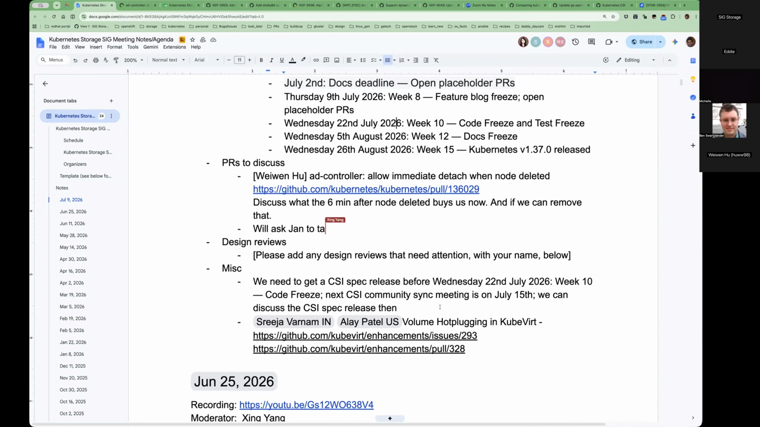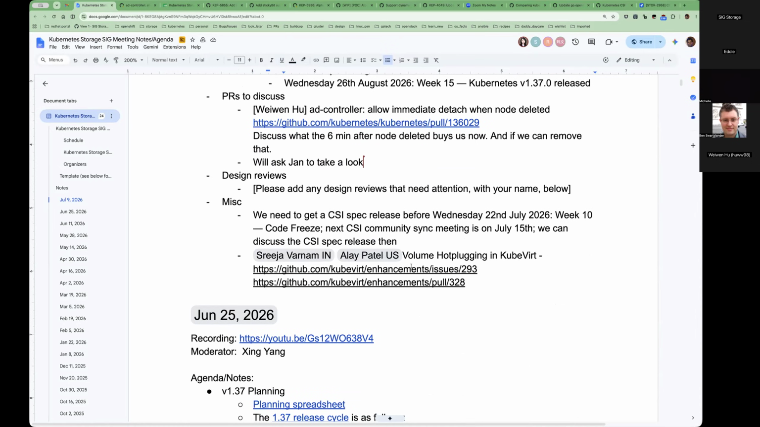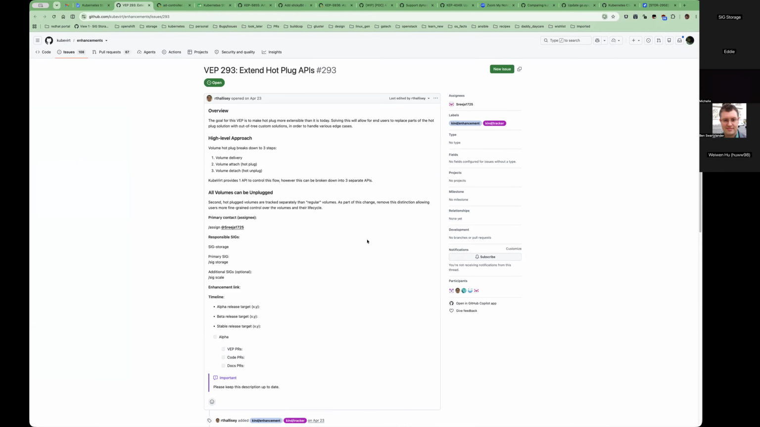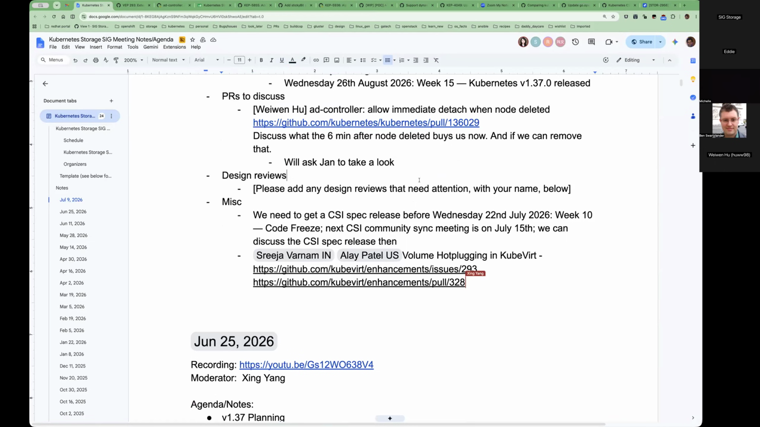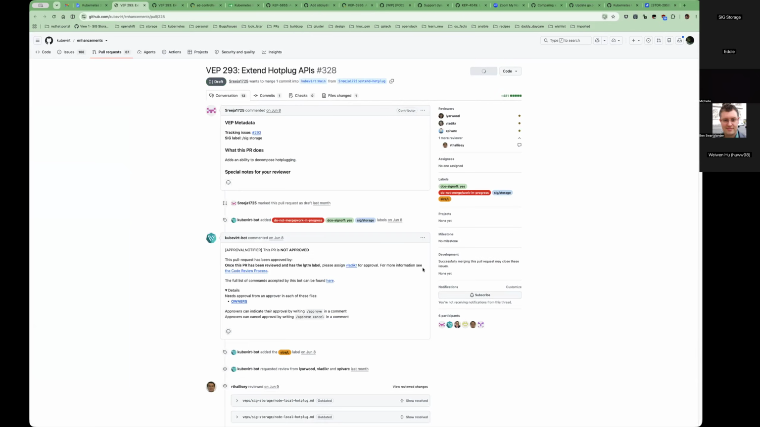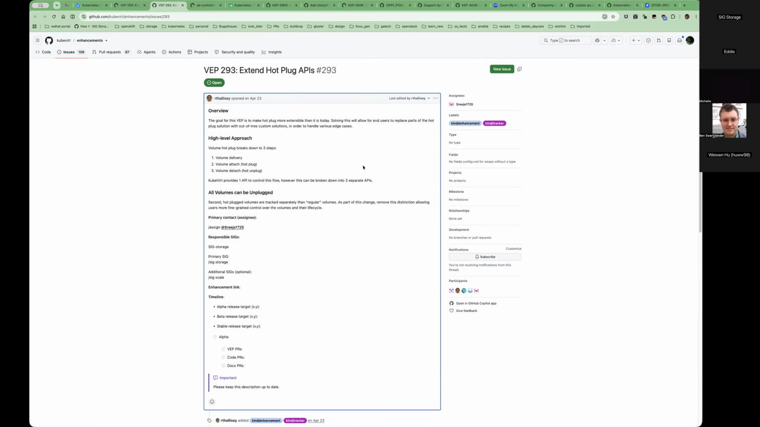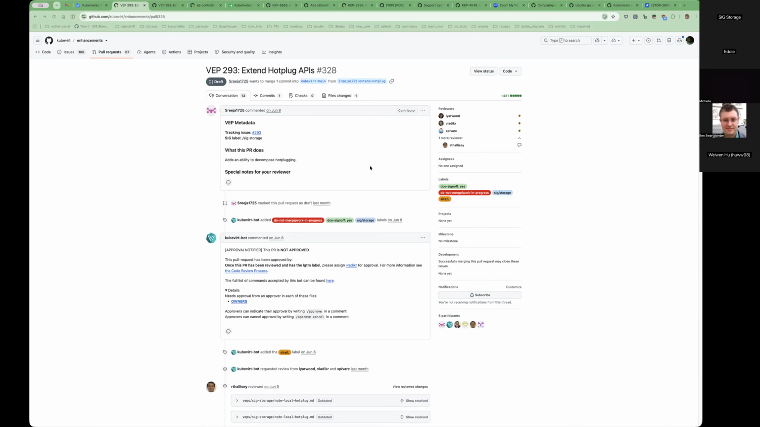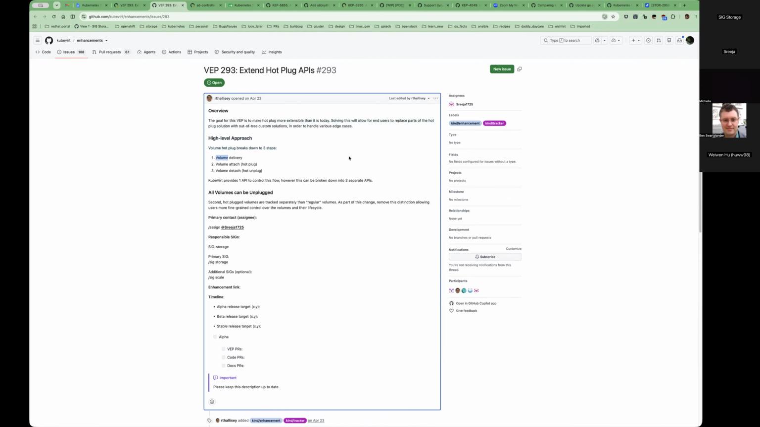We need to get CSI spec. The volume hot plugging support, keyword. This is interesting. So Sriza and Ala, do you want to quickly talk about this and how you think it interacts with our storage? I think we had some proposal that proposed something similar by someone who used to work for Apple. I forget the name. Since we don't have time, maybe we can take it up later, the next call.